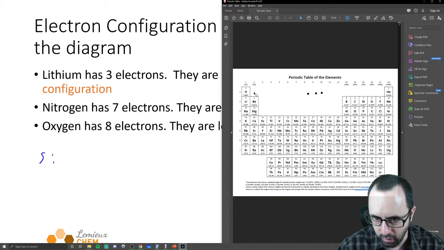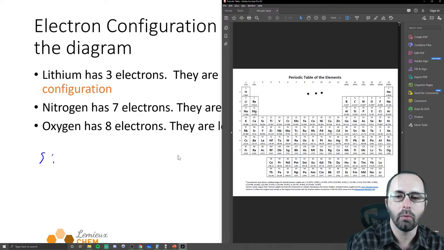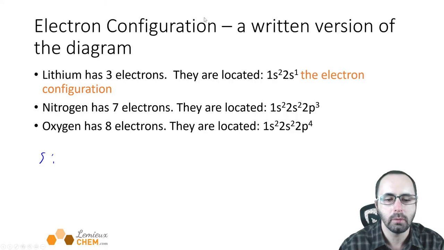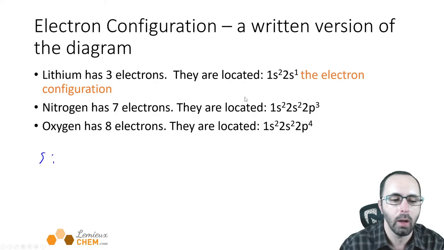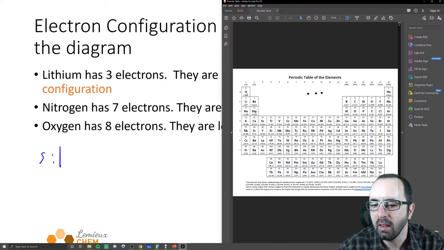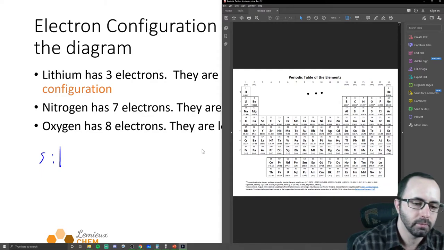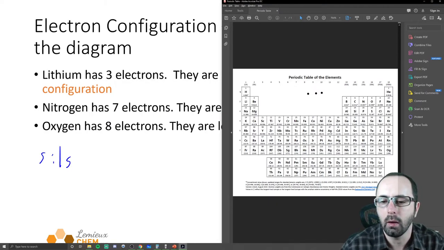For this, it's useful to picture helium being right here. Since we're in the first orbital, or the first row, we're going to write 1. And since we're in the S area right here, we're going to write S. Then we're going to count our way across, and we're going to pretend helium's right here.